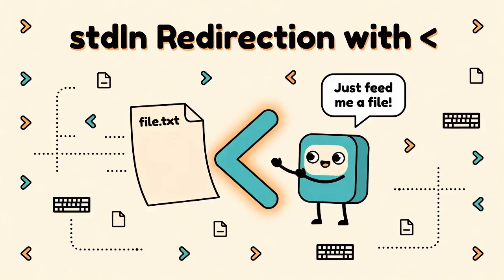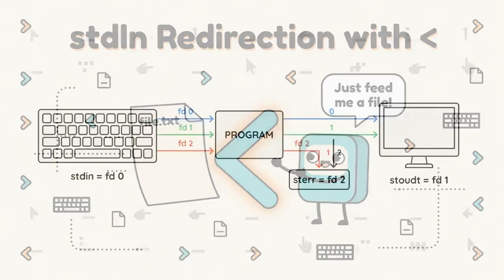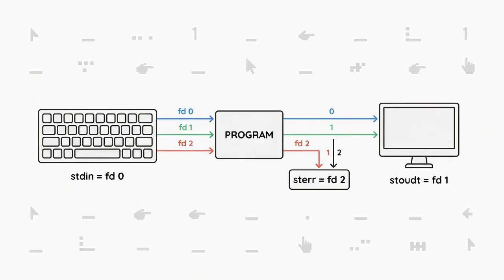Meet stdin redirection with the less than symbol. It is the shell's way of handing a file directly to a program, so you never have to type a thing. Every program inherits 3 standard streams from the operating system. stdin, file descriptor 0, points to the keyboard. stdout, file descriptor 1, points to the screen.